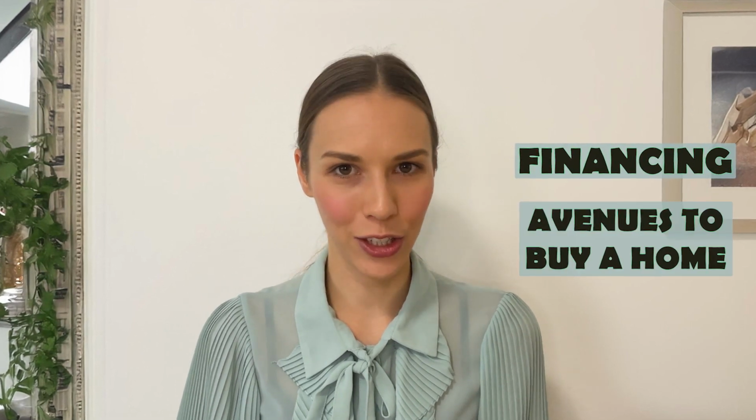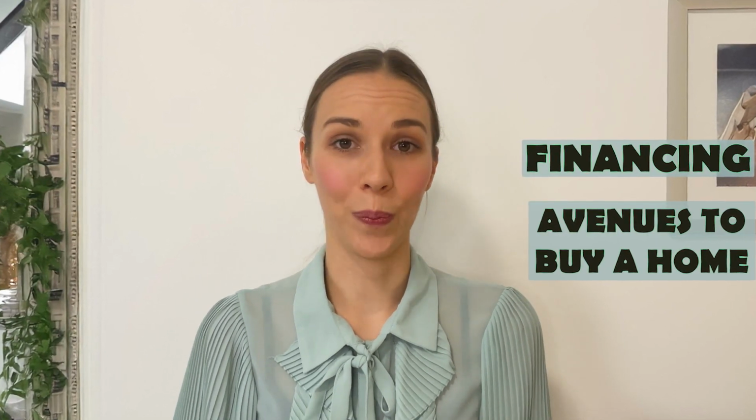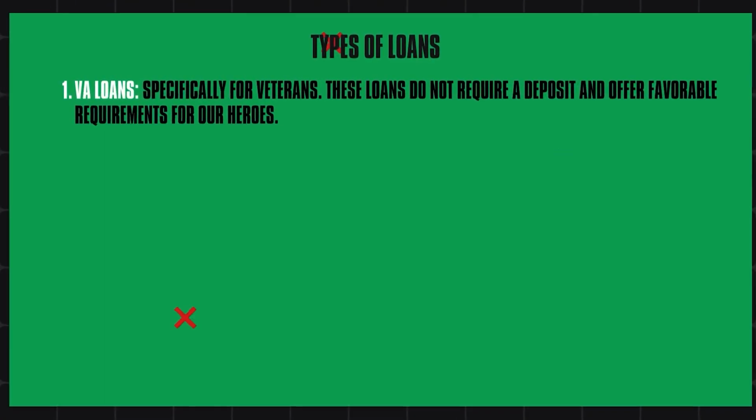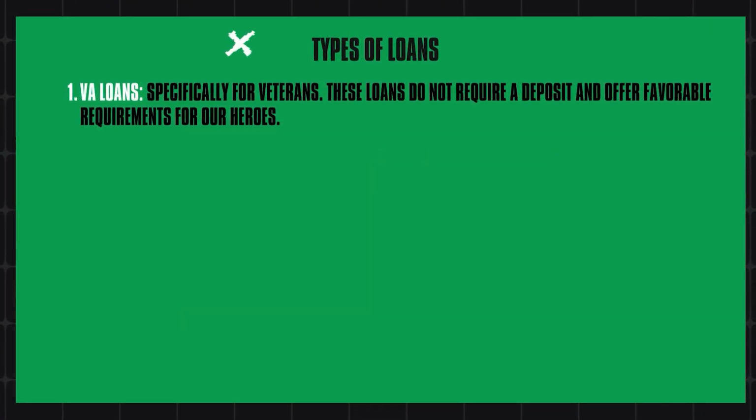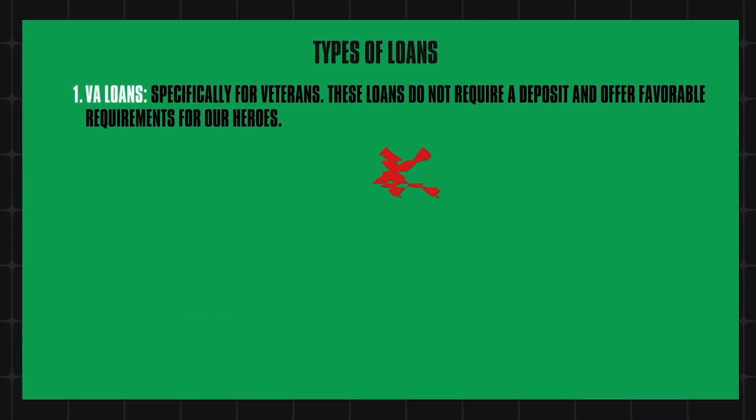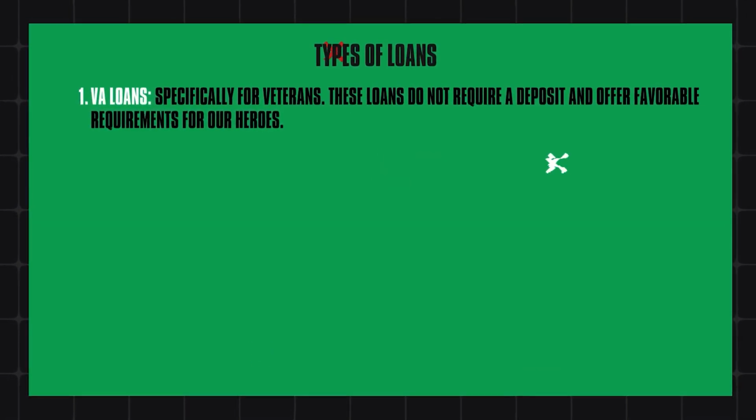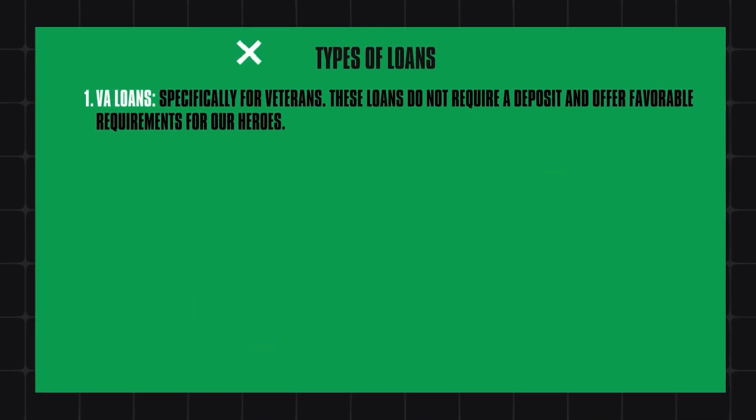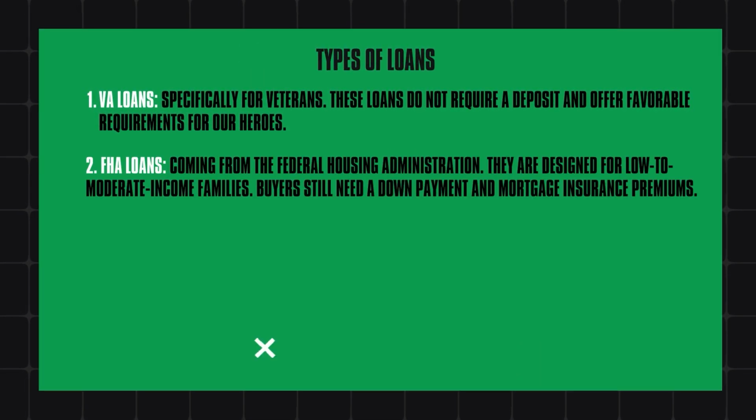To pass the real estate exam, you must understand financing and settlement. Financing covers the avenues buyers can use to purchase a home. And for us normal Americans, that often means one thing: loans. What you need to know for the exam. The different types of loans you must know for the exam include VA loans, which are specifically for veterans. These loans do not require a deposit and offer favorable requirements for our heroes, kind of like a thank you for your service gift.